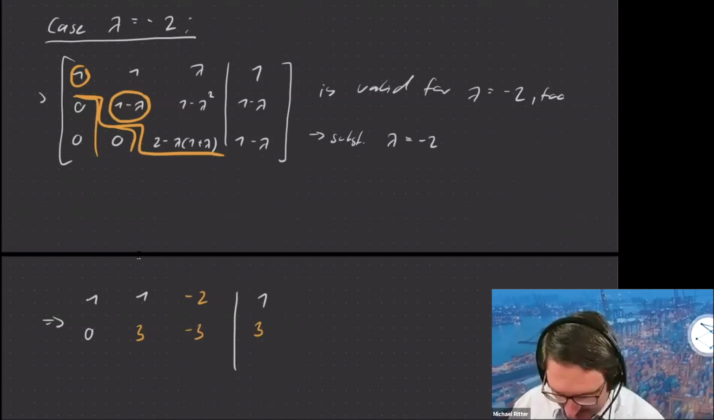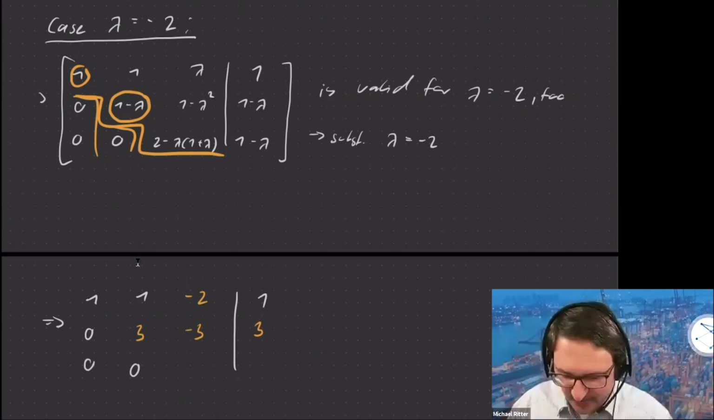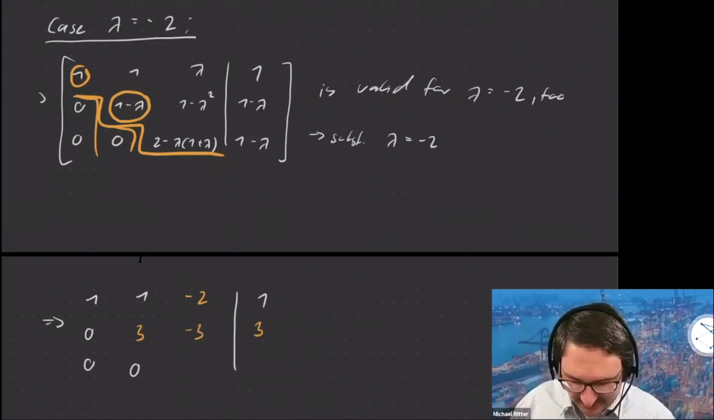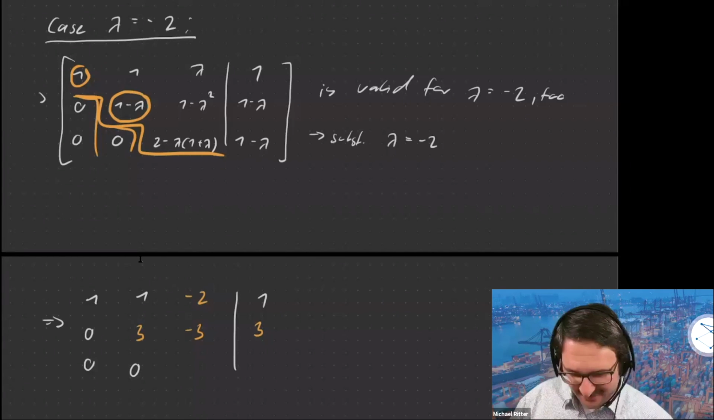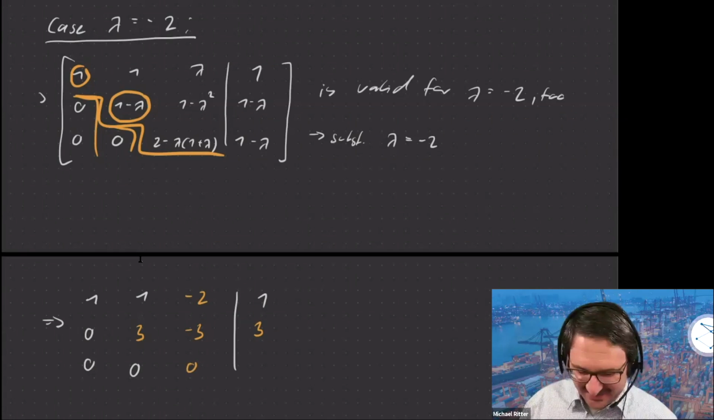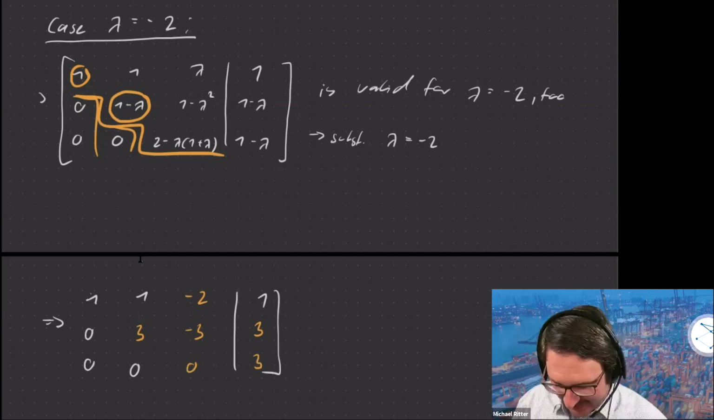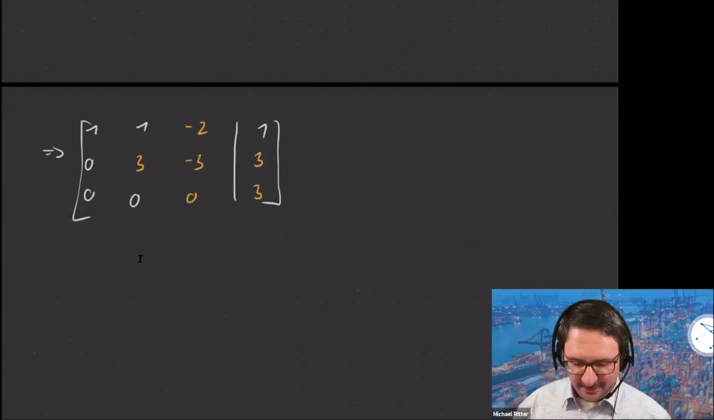And here on the last row, we have 0, 0, and then 2 minus lambda times, so you will remember that -2 was the root of that expression. That means we know that is 0 without doing any more new computations. And the right-hand side is again 3. So that is the echelon form for the case lambda equals -2.